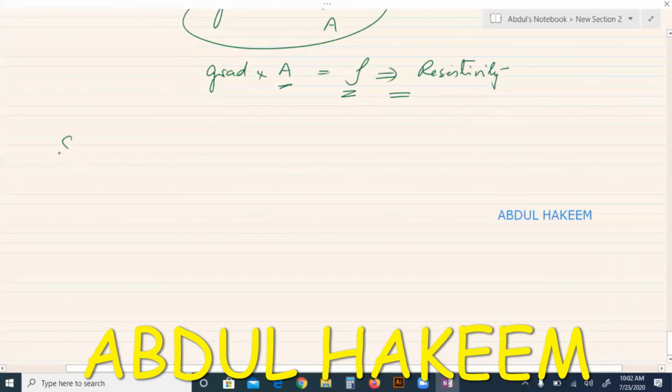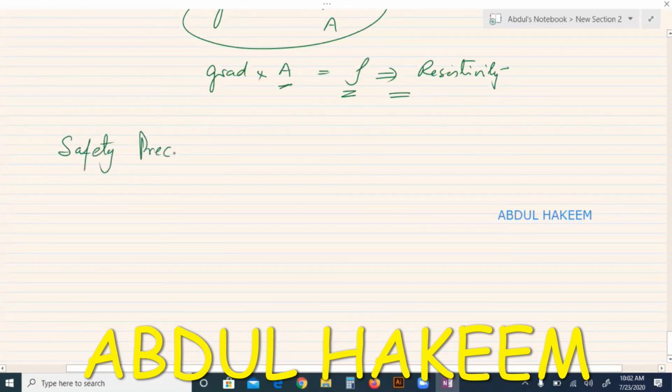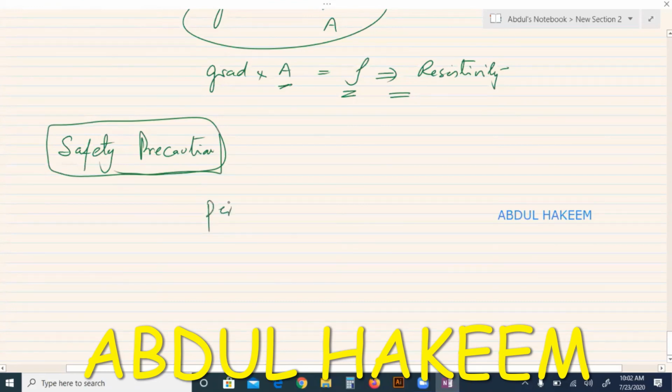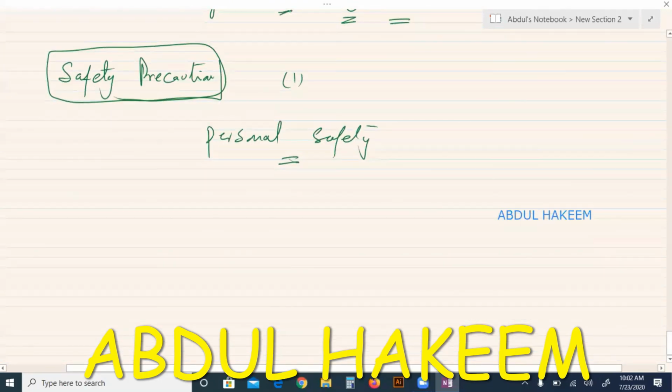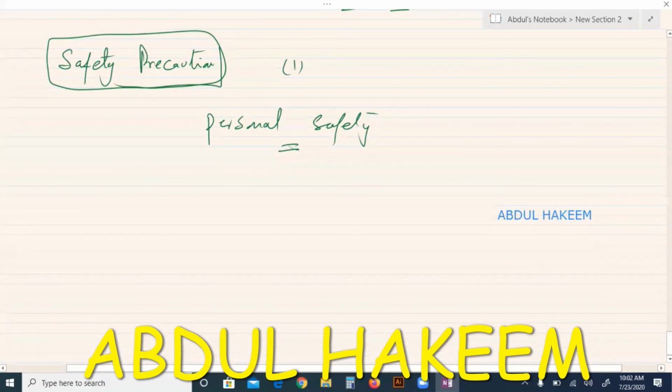And the next is safety precautions. So we have to write our personal safety, not of the operators. Any relevant personal safety, okay? Just one. One is sufficient. So 1 mark, not of the operators, safety for the observer, okay? So now it becomes 11.